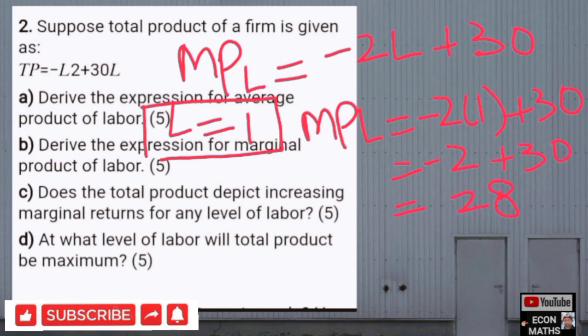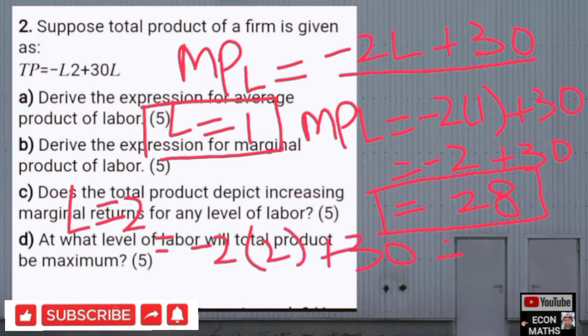So for when L was 1, our marginal productivity of labor was 28. Similarly, when L is equal to 2, our marginal productivity will be, so this is our equation. In this we will put L is equal to 2, so this is minus 2 times 2 plus 30. So we can see 2 2s are 4, minus 4 plus 30 is equal to 26. We see when the number of laborers increases, our marginal productivity of labor decreases.